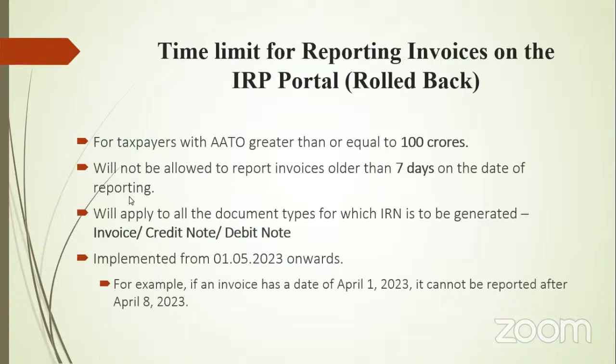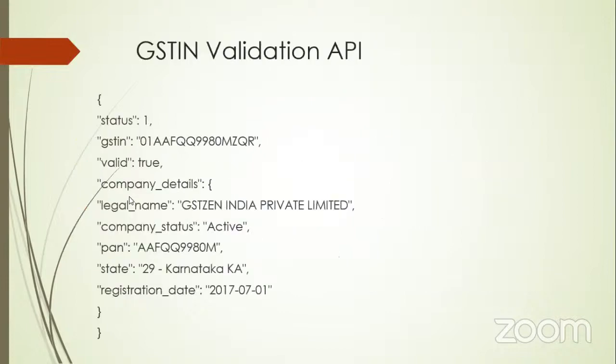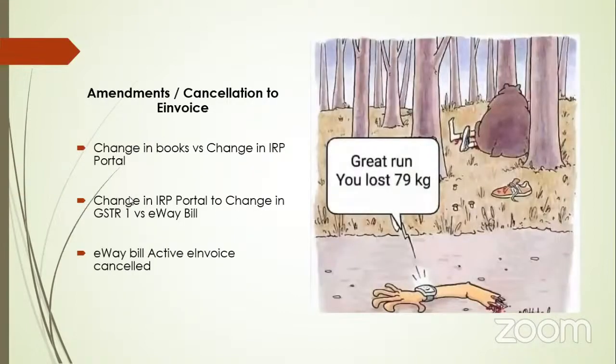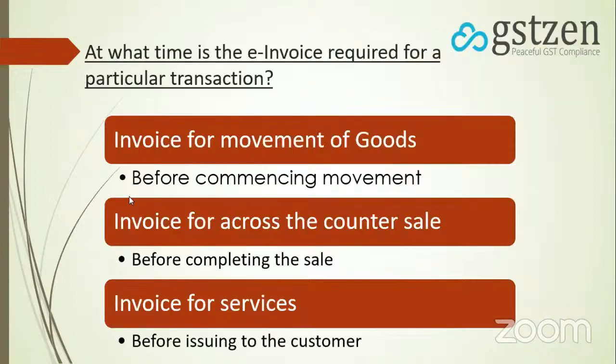Generation type. This is the new rule that had come, that you had to generate e-invoices within 7 days of invoice date. It is no longer applicable. The government has rolled it back. Now let's move on to some frequently asked questions.